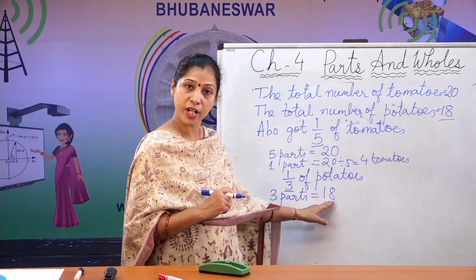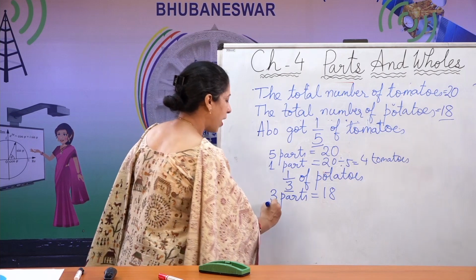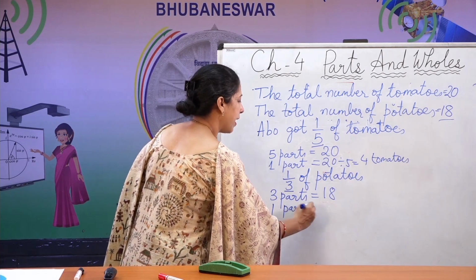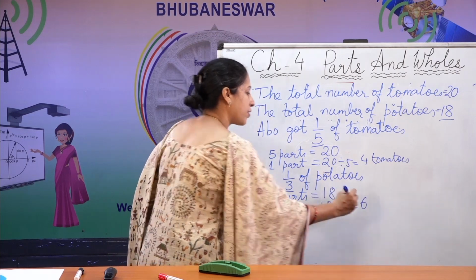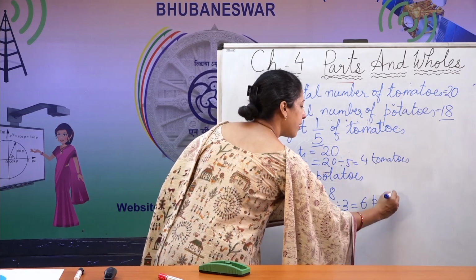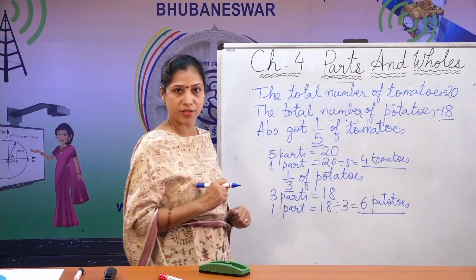So 18 is the total number of potatoes and we have to divide it into 3 parts. So 1 part will be 18 divided by 3 equals 6. So Abu got 4 tomatoes and 6 potatoes.